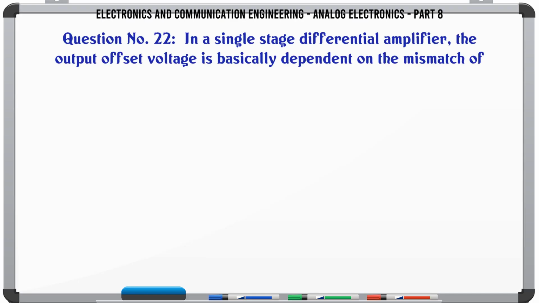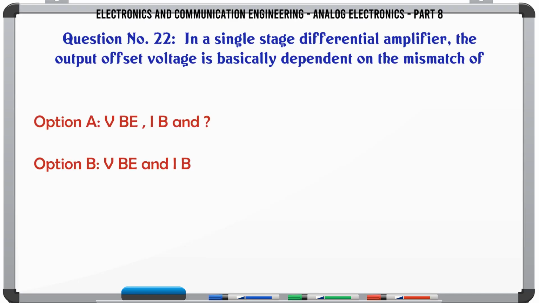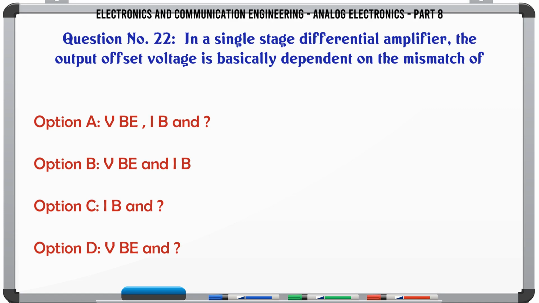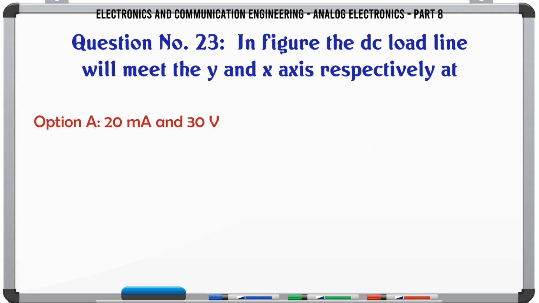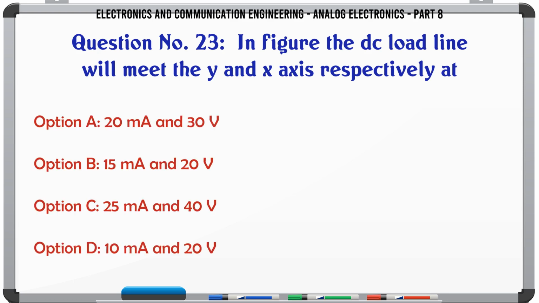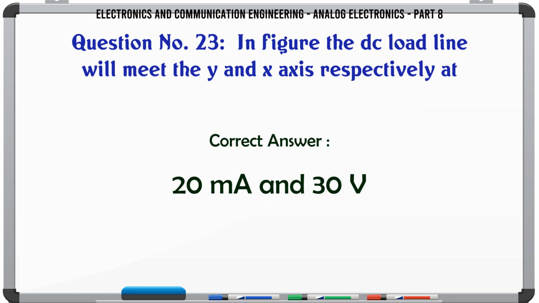In a single-stage differential amplifier, the output offset voltage is basically dependent on the mismatch of A. VB and IB, B. VB and IB, C. IB and, D. VB and. The correct answer is IB and. In the figure, the DC load line will meet the Y and X axis respectively at A. 20 mA and 30 V, B. 15 mA and 20 V, C. 25 mA and 40 V, D. 10 mA and 20 V. The correct answer is 20 mA and 30 V.